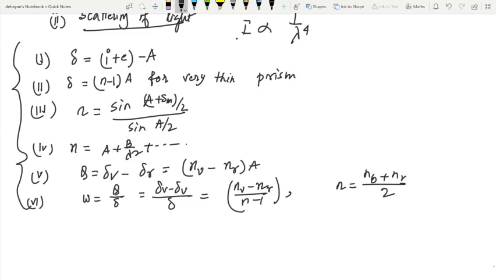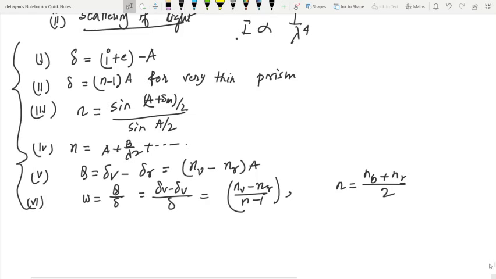Let us see whether we can solve it or not. I'm giving two problems.